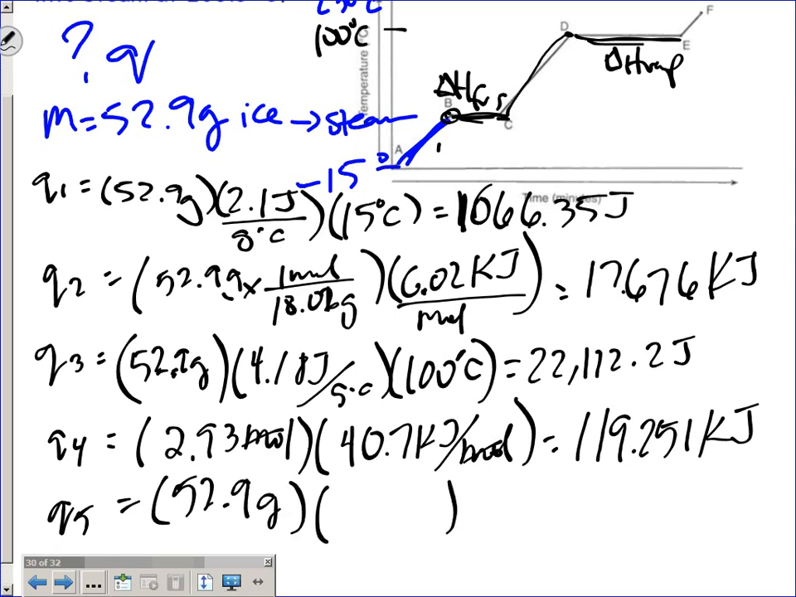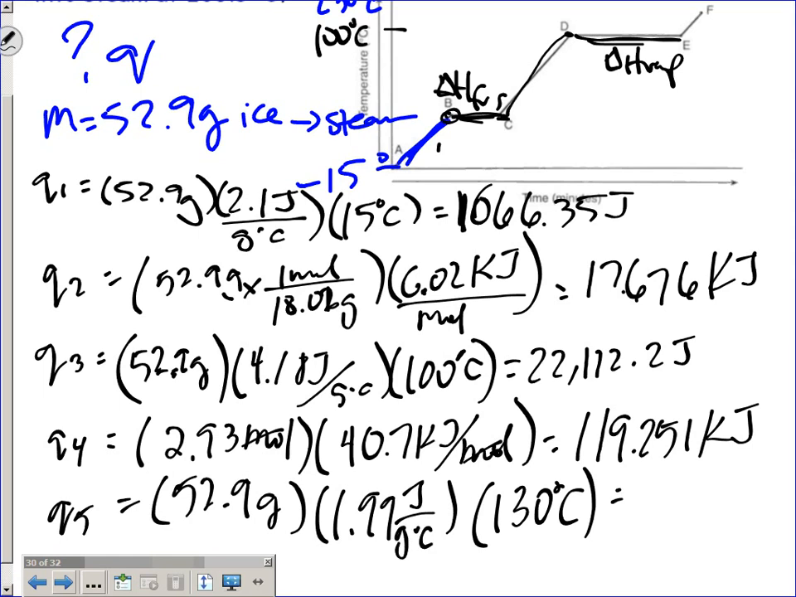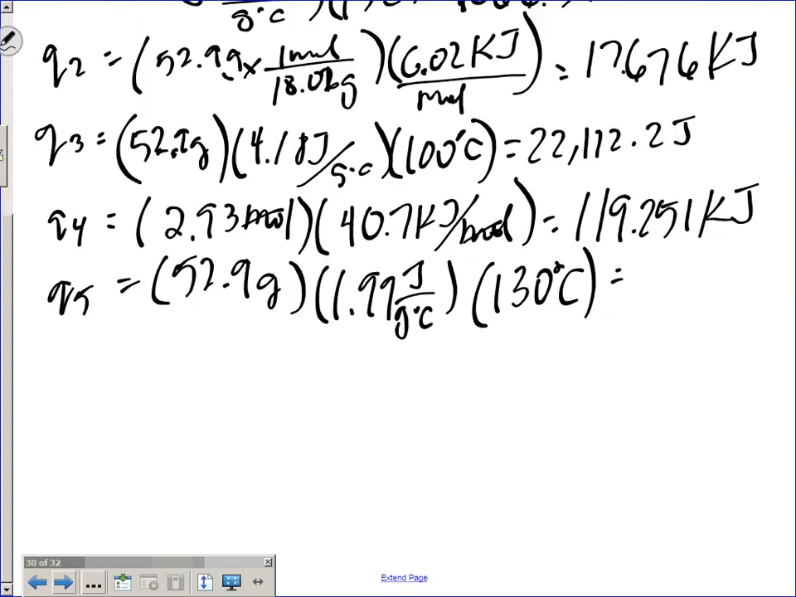So from 100 to 230, the difference in temperature is 130. What's the specific heat capacity of steam? What was it? 1.99. I don't memorize these in particular. I don't use them too often. And then what's that value when you multiply? 2 joules. Okay, last step would be what?